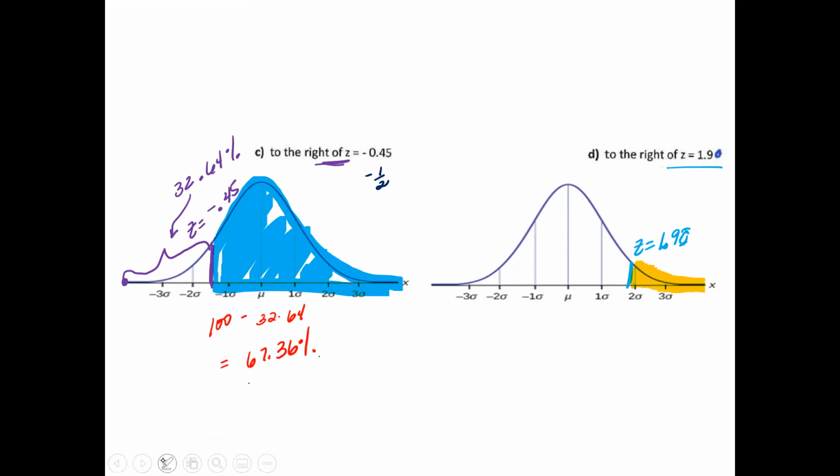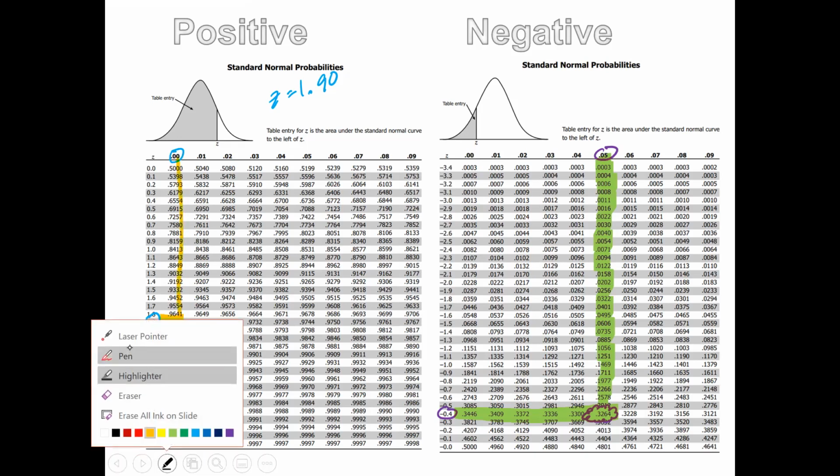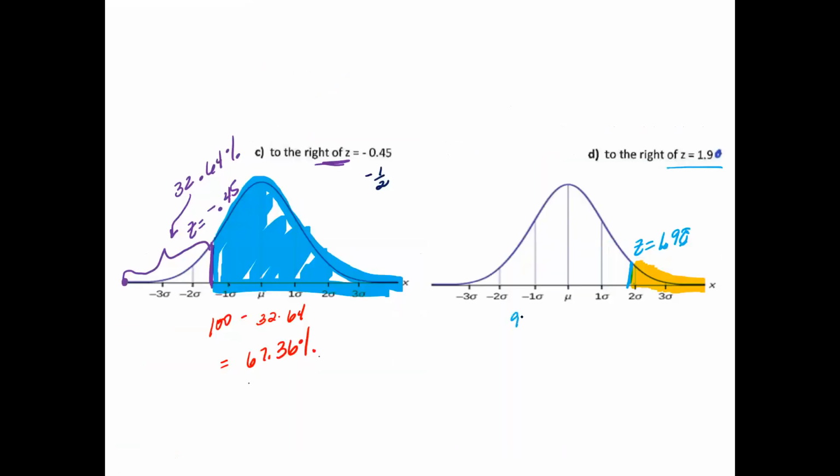Okay, so if I look at the Z table for this, so here's my Z table. I want to look for 1.90. Here is 1.9. 0 is right here. So we'll go across and up. So my answer is 97.13. So what that means is the 97.13% is actually going to be representing everything from the left to the right.